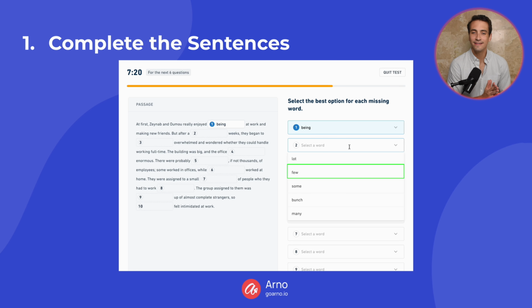So the complete the sentences question tests your vocabulary, but it also can test your grammar, as we saw in this example here.